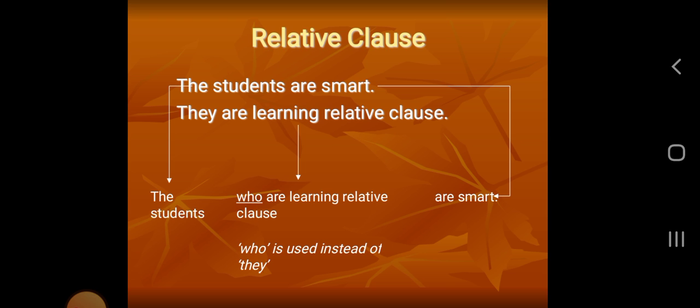The students are smart, they are learning. They is what? They indicates what? Students. The students who are learning relative clause.